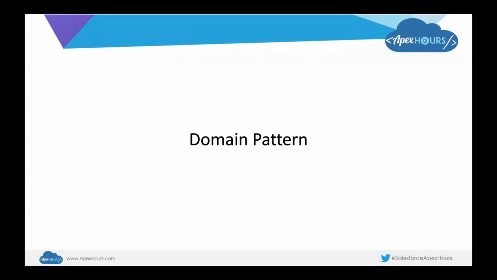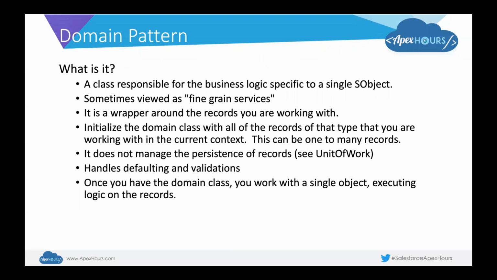So let's move on really quick to the domain pattern. Again, what is it? The domain pattern is a class that's responsible for the business logic that is specific to a single SObject. Sometimes you would view this as a fine-grained service. I've heard them referred to that way. But basically, it's a wrapper around the records that you're working with. Think about it from a trigger context. When your trigger context activates, you have a group of records. The records have been updated. And so you basically have this wrapper class, a domain class, that wraps all of these records, and now you can apply specific logic to these things.